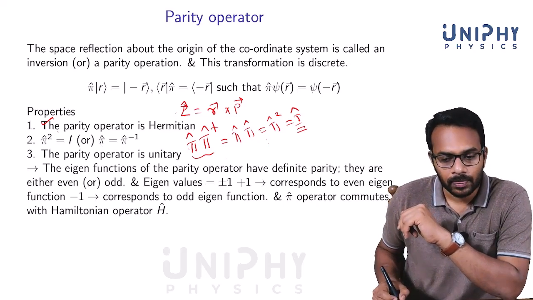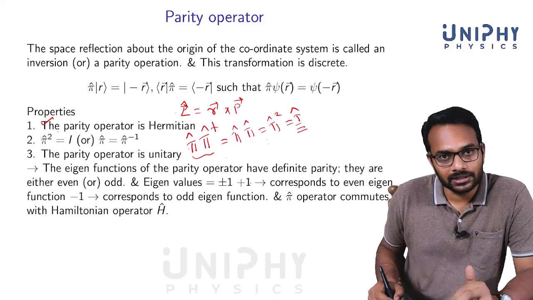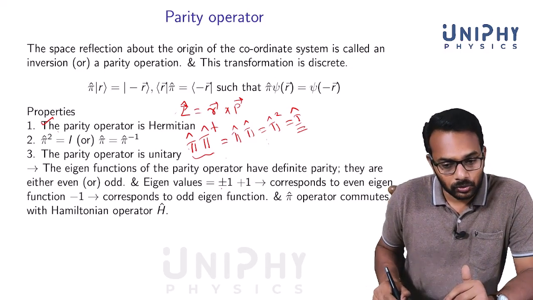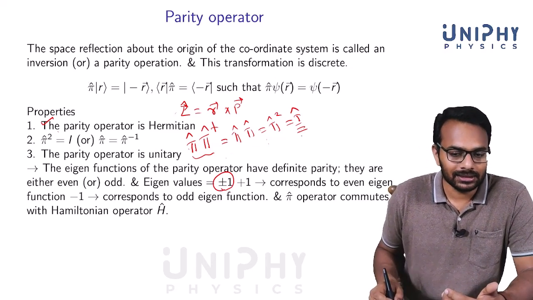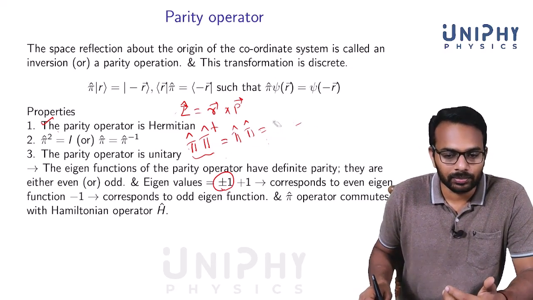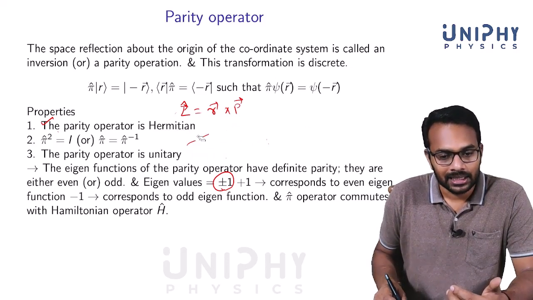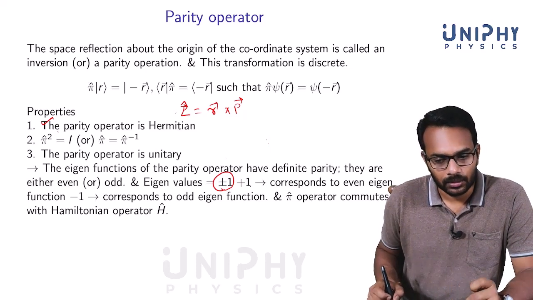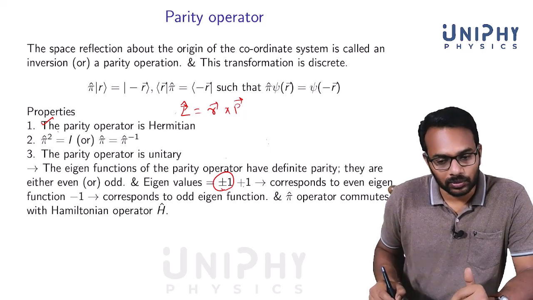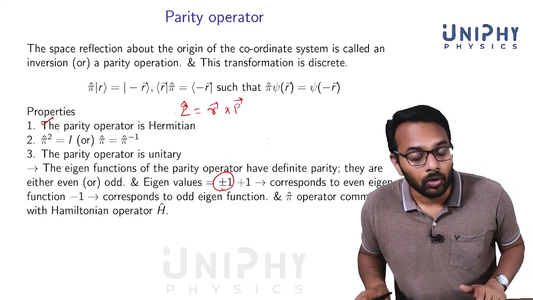And also, we can talk about the eigenfunctions of the parity operators. There are two eigenvalues, plus or minus 1. Since the square of the operator is 1, the eigenvalue also has to satisfy the same condition, and you see that there are two possibilities: plus or minus 1. If it is plus 1, we call it an even eigenfunction, and if it's minus 1, we call it an odd eigenfunction.